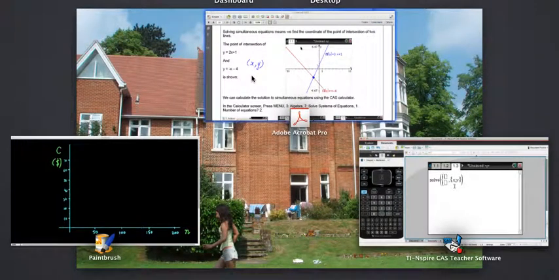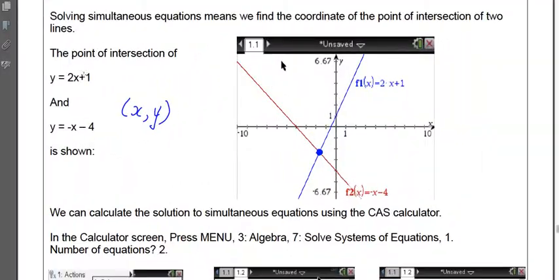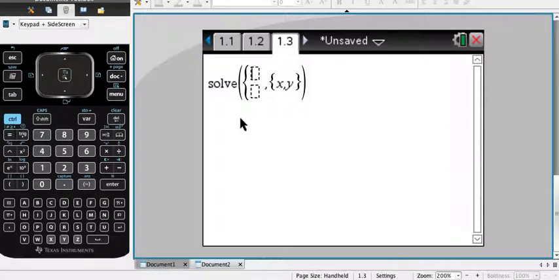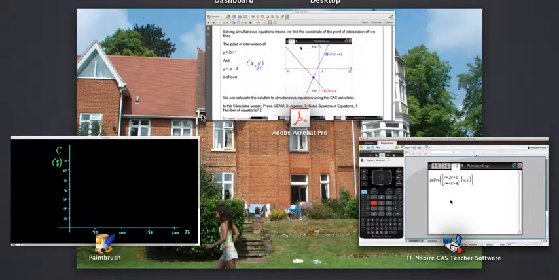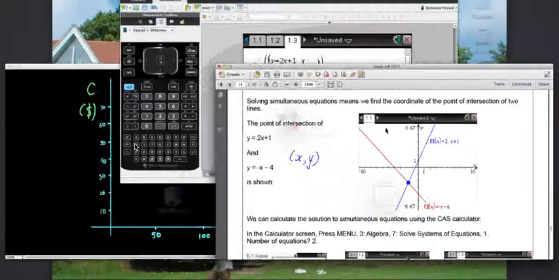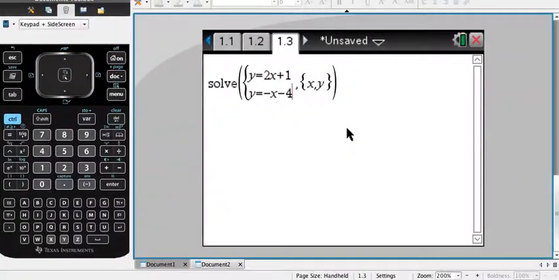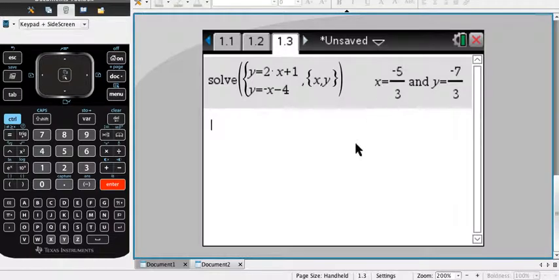So just as a reminder, they were y equals 2x plus 1 and y equals negative x take 4. So y equals 2x plus 1, y equals negative x take 4. Make sure I've done that correctly. Yep. Okay, so what we do next is we just have to press enter, and you'll see that the x and the y values come up, and these are written as a coordinate.